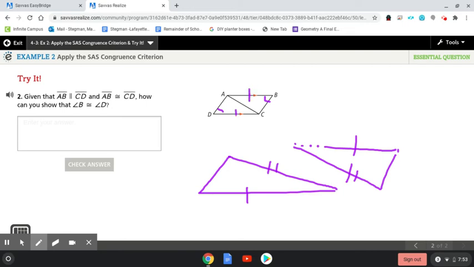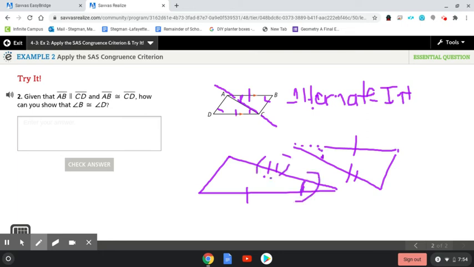Considering that these are parallel and this is our transversal, we know that this angle and this angle, those are alternate interior. Okay, so we can say that this angle right here is congruent, and so now we have side, angle, side. So we can say that the entire triangle is congruent by side, angle, side.